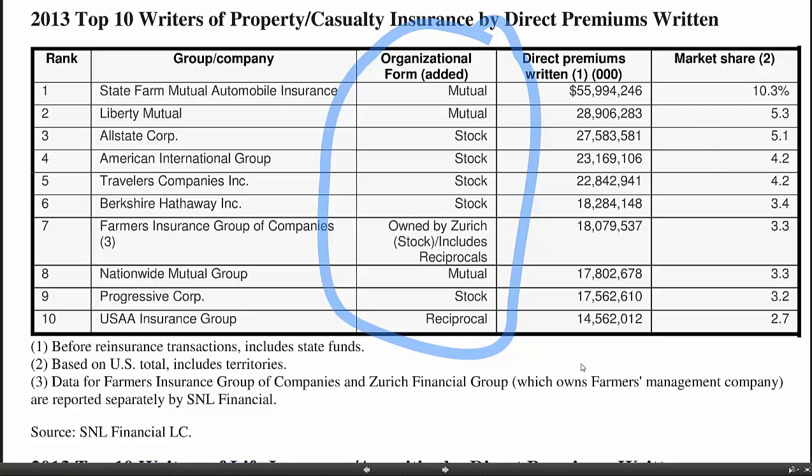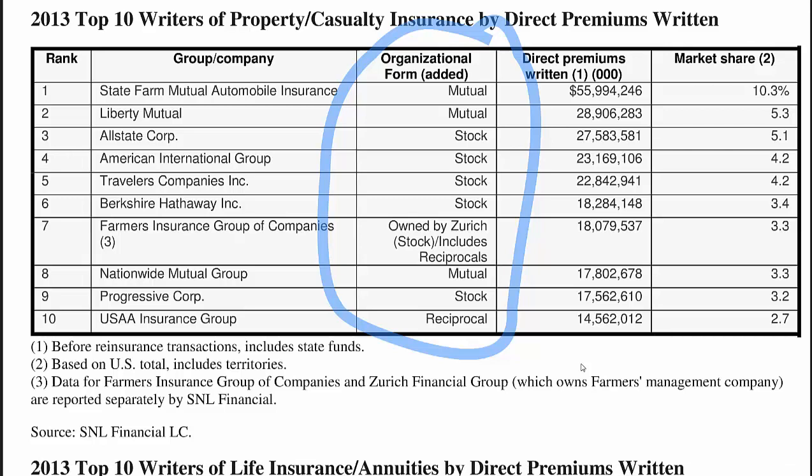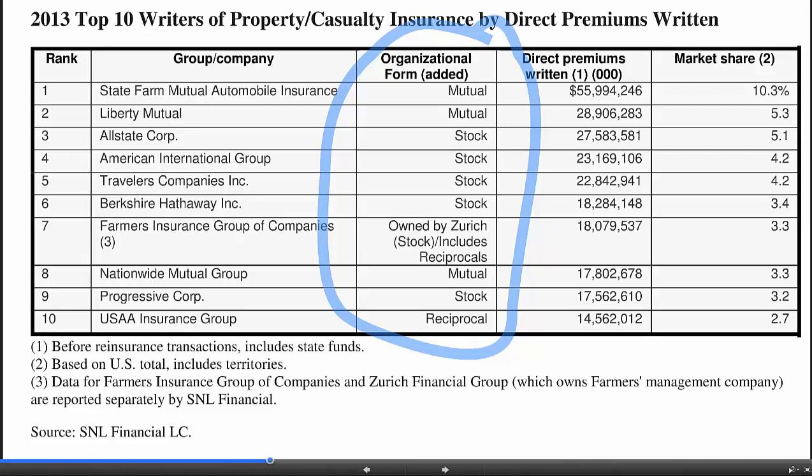The next four are Allstate, American International Group, which is AIG, you might have heard of as well, Travelers, and Berkshire Hathaway. All of these are stock companies. And then number 7 is Farmers Insurance Group, which actually is owned by Zurich, a stock company, but some of the subsidiaries within Zurich are reciprocals. Nationwide, which doesn't write in Louisiana, by the way, happens to be a mutual company, and Progressive, which is a stock company, and then USAA, which is a reciprocal. It is an interesting organization because in order to be a member of USAA, you have to either have served in the military or have a family member that served in the military.